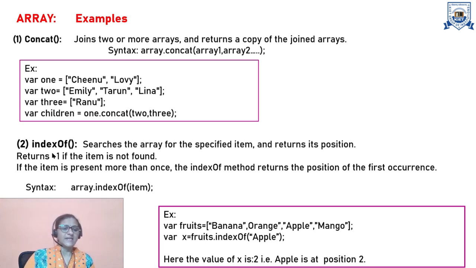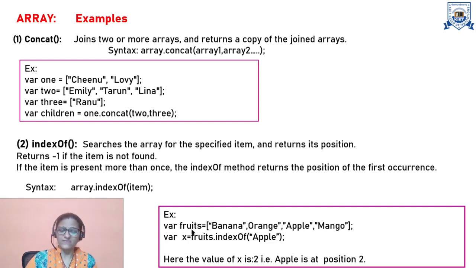Now the next one is indexOf. It searches the array for the specified item and returns its position. If the searched item is not found, it will return -1. Suppose the item is present more than once. In that case, the indexOf method will return the position of the first occurrence. It will ignore the other one. So the syntax is array.indexOf and the item which we want to find.